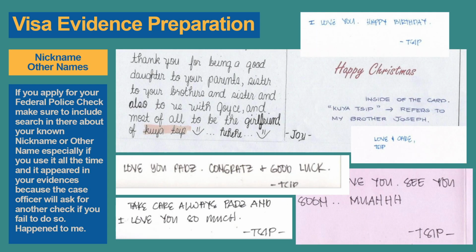Lastly, I would like to talk about nicknames and other names. If you apply for your federal police check, make sure to include a check for your other names, especially if you used them all the time and they appeared in your documents, such as in correspondence. It happened to me. My name is Joseph, but I have a nickname in the family and I got used to signing off my letters to Lisa using that nickname. So the case officer requested another police check with that other known name included.